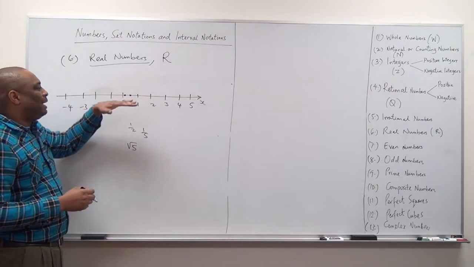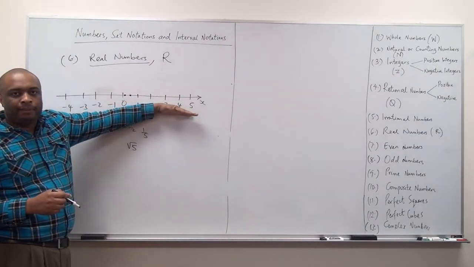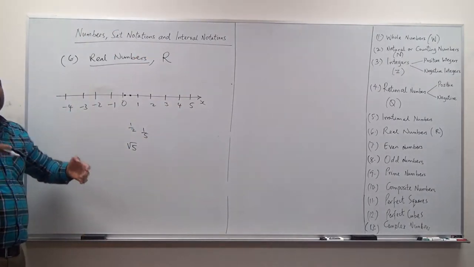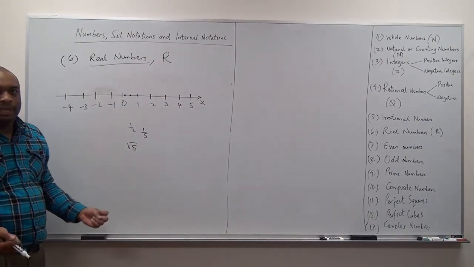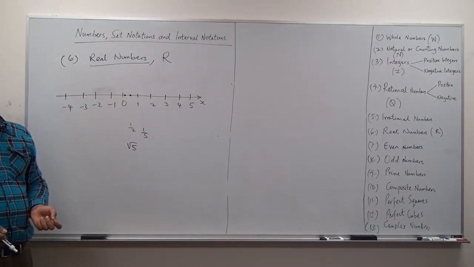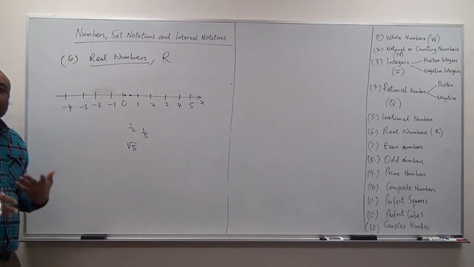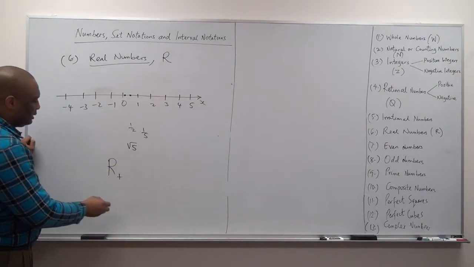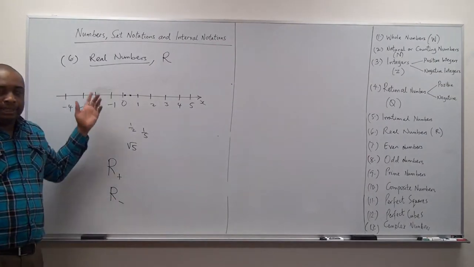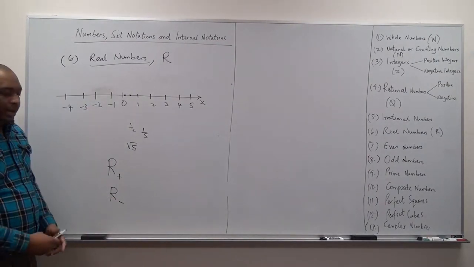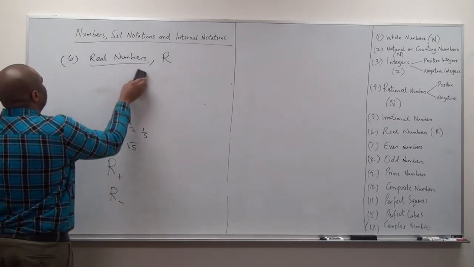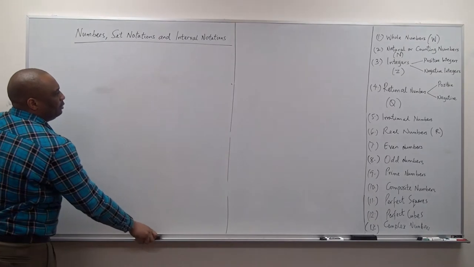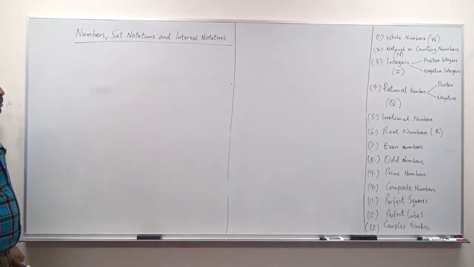So any number that can be found on the number line is a real number. It consists of all these numbers I've talked about, including fractions and decimals. They are all real numbers. And just like you have positive integers and negative integers, you have positive real numbers and negative real numbers. Okay? So those are the real numbers. All numbers that can be found on the real number line are real numbers.